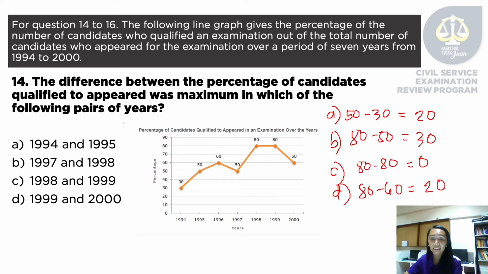So as we can see, the maximum difference between these years is 30. So the answer will be option B, from 1997 and 1998.